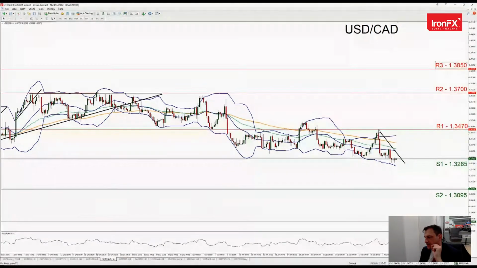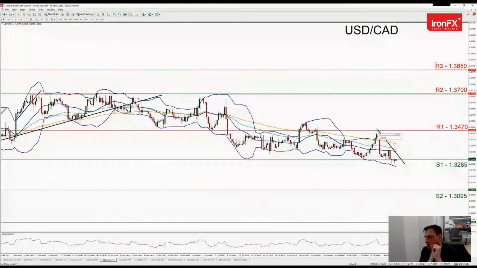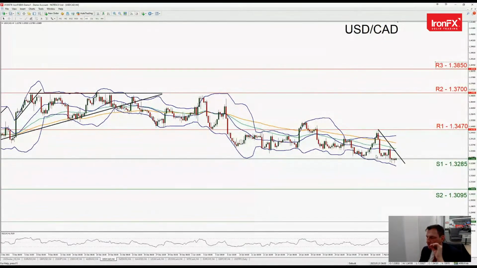Mind you that the pair has had in the past 48 hours one peak, a consecutive lower peak, one trough, a consecutive lower trough. That tends to imply that a bearish trend line is slowly but steadily building up. We're going to have to wait and see how the market actually reacts and whether the bearish trend line will be holding its ground or not.